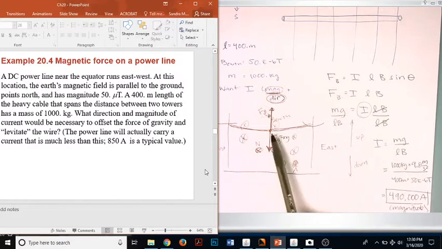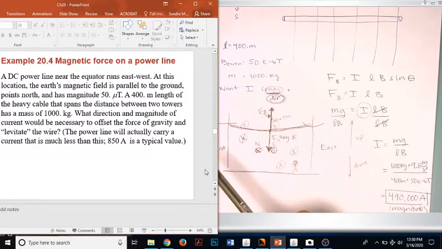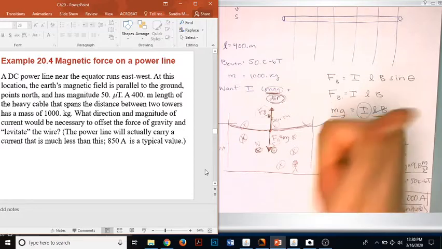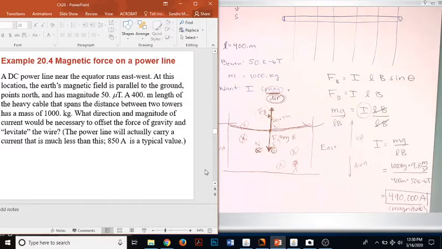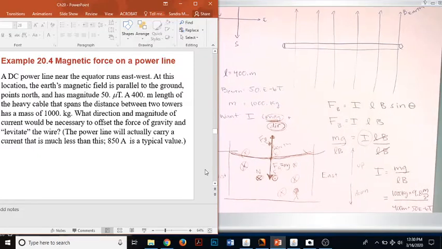We need to figure out how to make the magnetic force point up. Okay, so in the right-hand rule, we want our thumb, because our thumb always goes with the force, to be pointing up. Okay, so I'm going to take a minute and pause this and try to figure out what you think, and then when you unpause it, I'll show you how I do this.